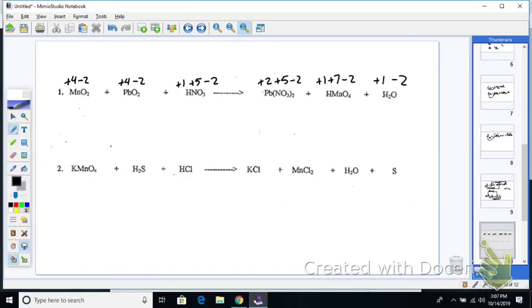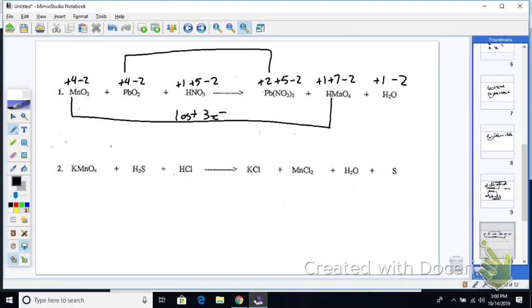Which element's being oxidized? Mn. Manganese is going from a plus 4 to a plus 7. So it's losing 3, right? Lost 3 electrons. Okay, what's being reduced? Pb. Pb is going from here to here, and so it is gaining 2 electrons for each one, right? Yeah.